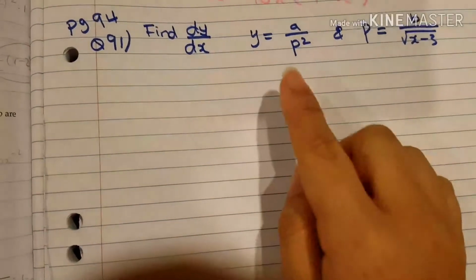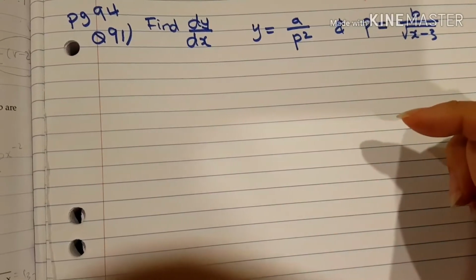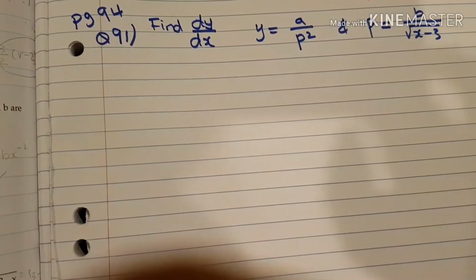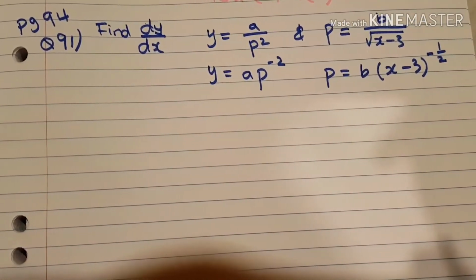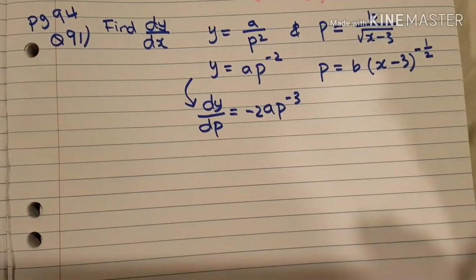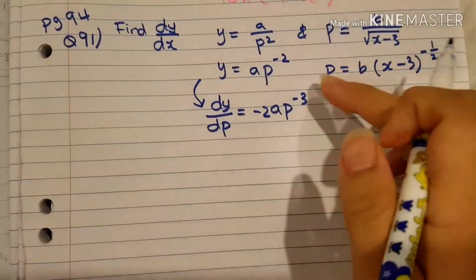Okay, so before doing that, I don't like fractions when differentiating them, so I'm going to put it back into negative powers, like this, right? Okay, now what am I going to do? I'm going to differentiate each one. Yep, I made it dy over dp, like this.